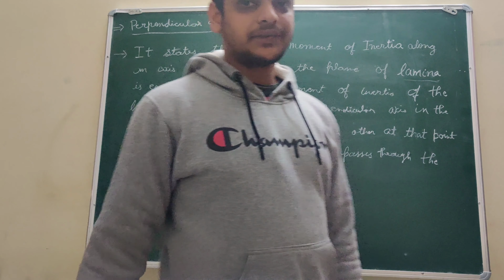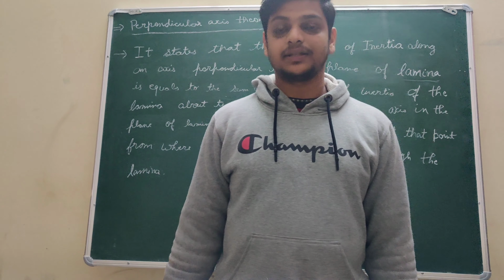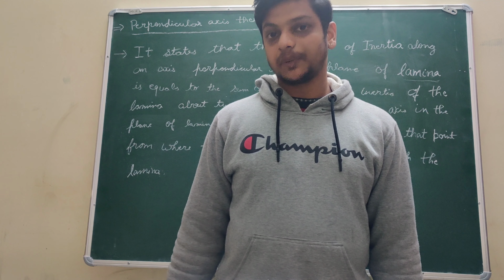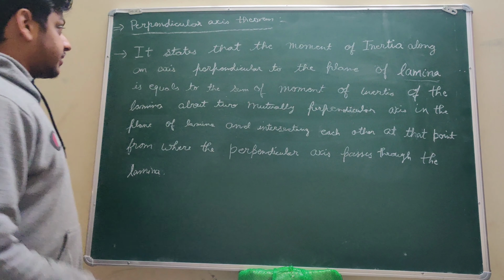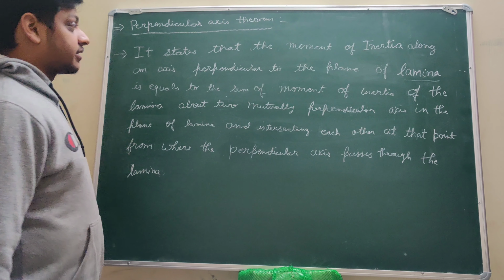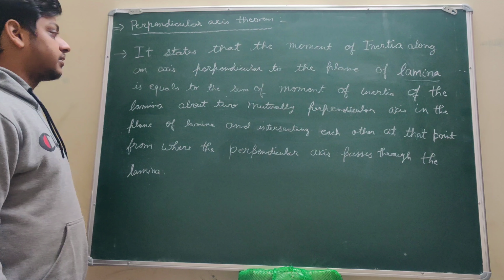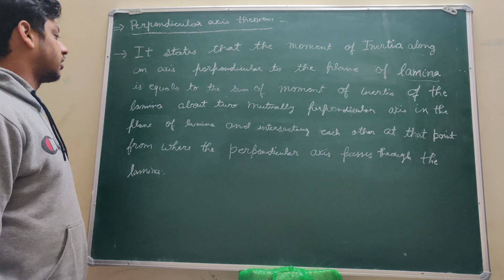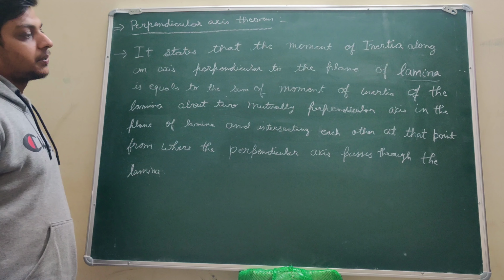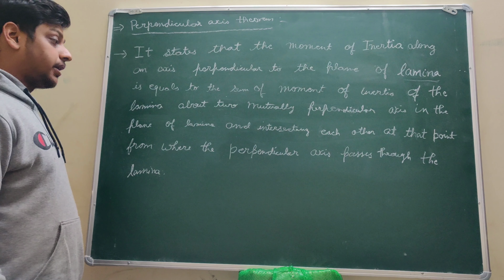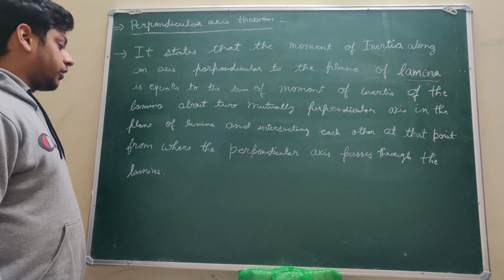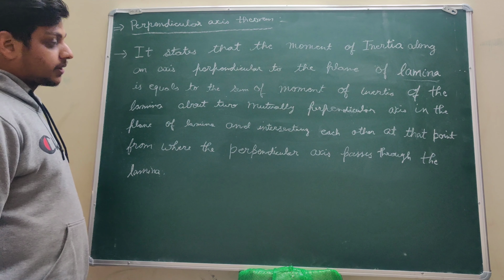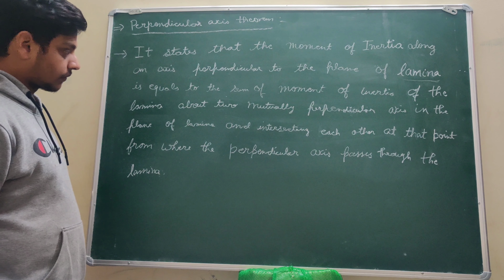In the previous video, we have seen the theorem of parallel axis. Now we will move on to the theorem of perpendicular axis. So first we will go through the statement. It states that the moment of inertia along an axis perpendicular to the plane of lamina is equal to the sum of moment of inertia of the lamina about two mutually perpendicular axes in the plane of lamina and intersecting each other at that point from where the perpendicular axis passes through the lamina.